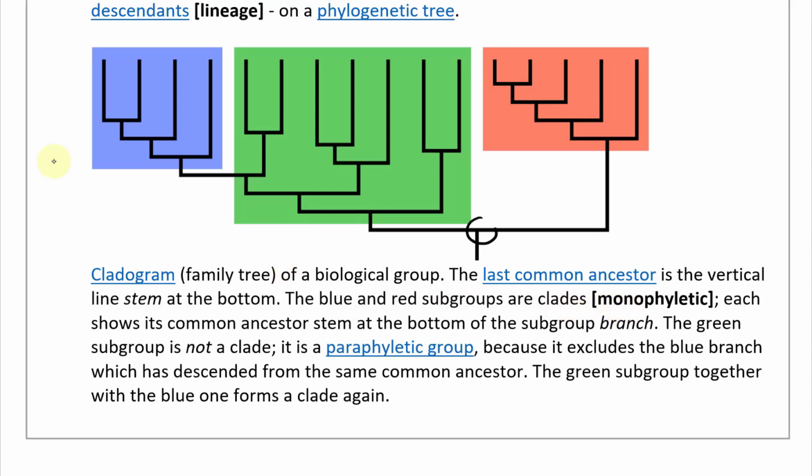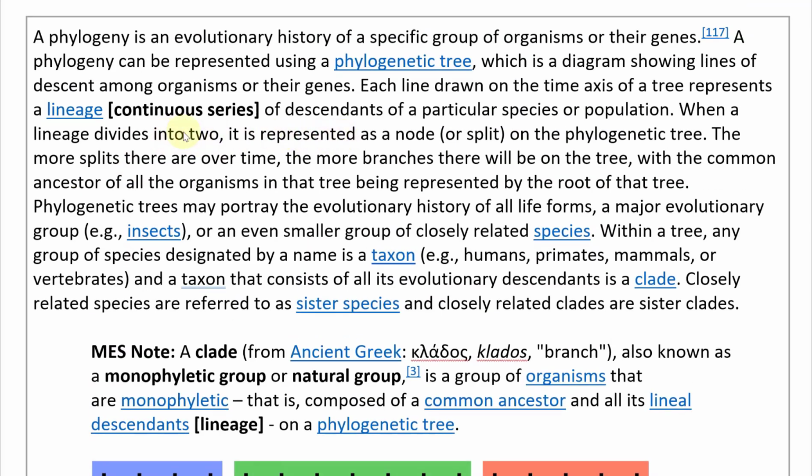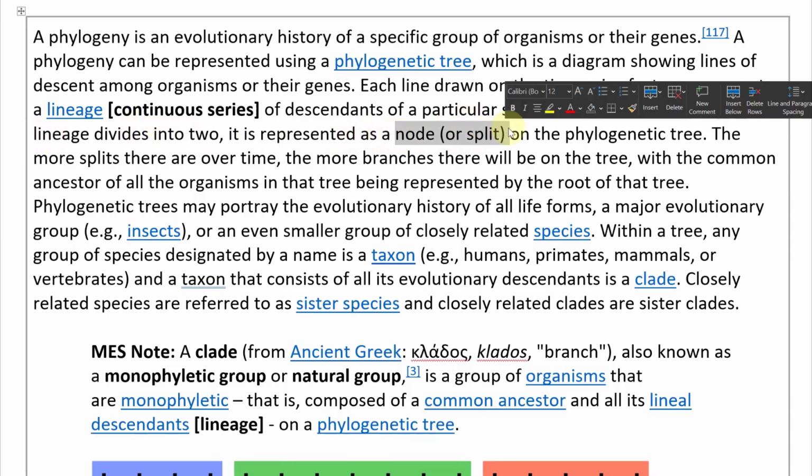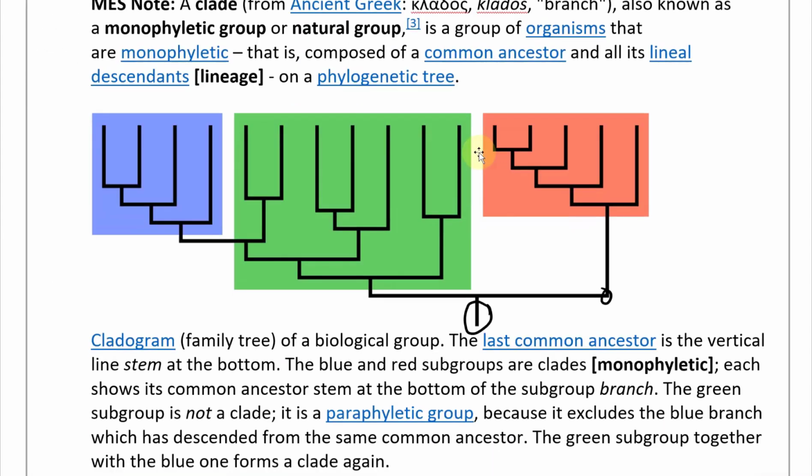So this one here is the last common ancestor, or more specifically, the vertical line stem. So this is the last common ancestor, and each one of these is a node. There's a node when they split. So look at the node right there. When a lineage divides into two, it is known as a node or split. So node or split, and that's a divide.